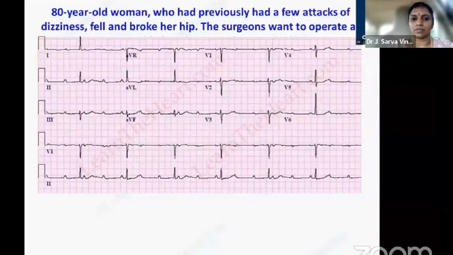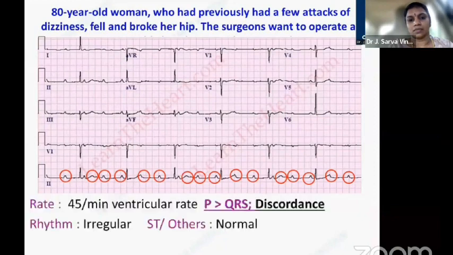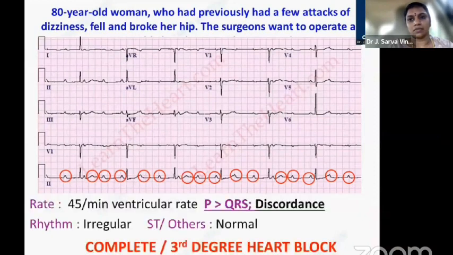This is an 80-year-old patient who has broken her hip, and the surgeon wants to operate on this patient. So what is our comment here? What do we see here? We see some bradycardia here, and the RR interval is fairly okay. But what about the P waves? We see numerous P waves when compared to the R waves. So there is total discordance between the P and the QRS. This is indicative of complete or third degree heart block. So we shouldn't take this patient up for surgery now. This patient requires at least temporary pacing immediately.